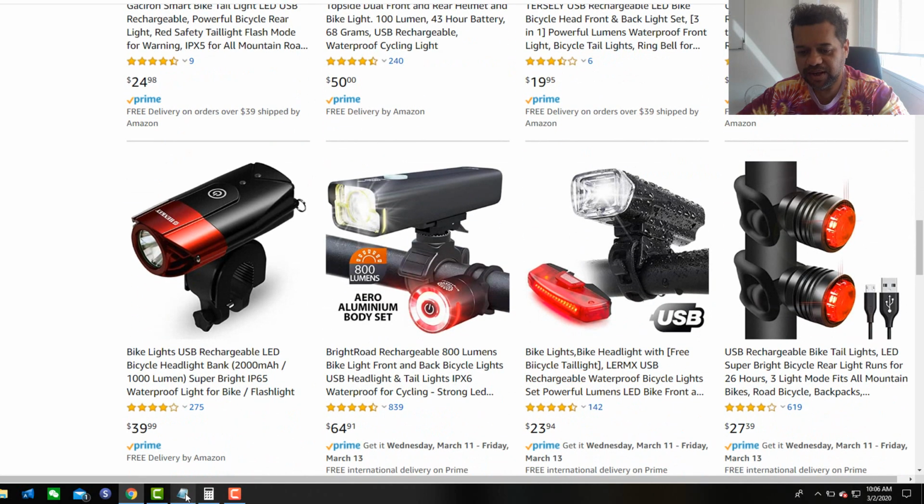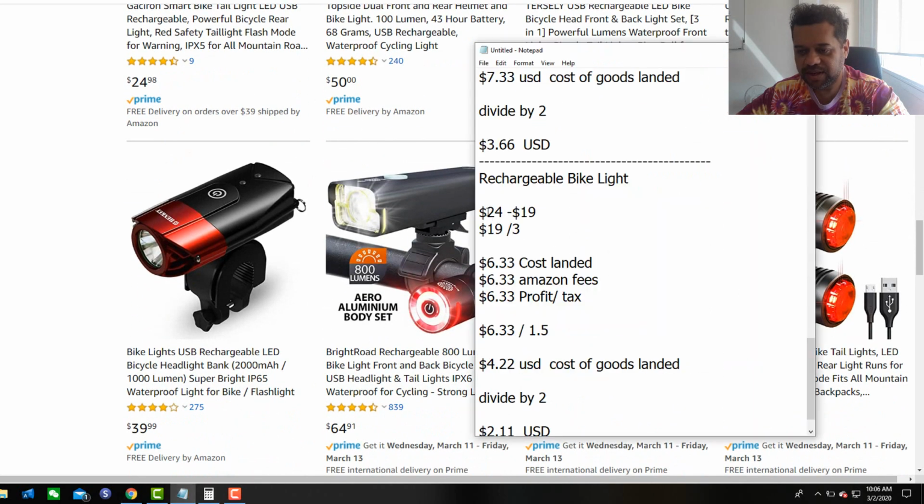If you came in on the low end, you'd be probably between $24 and $19. Let's just go on the low end, $19 divided by 3. So the cost of goods landed has to be $6.33 Australian dollars. Okay, cost of goods landed.